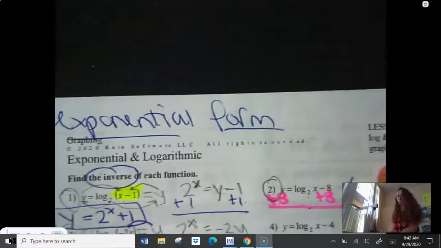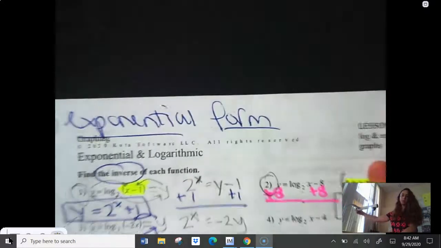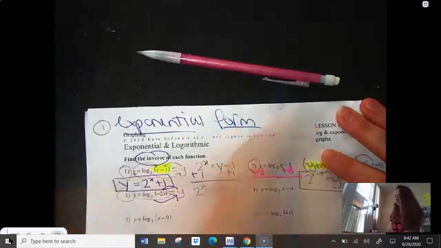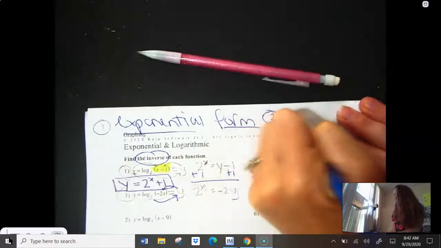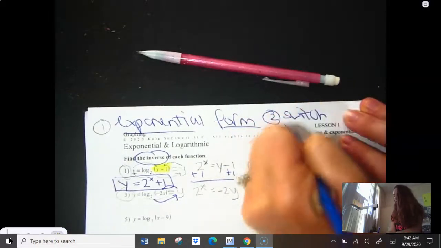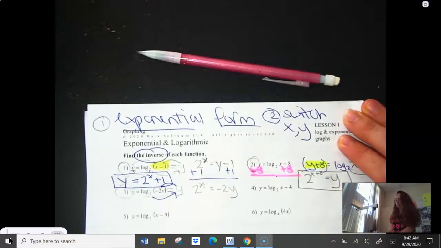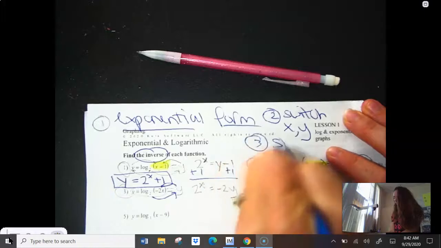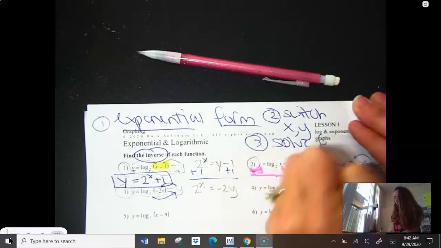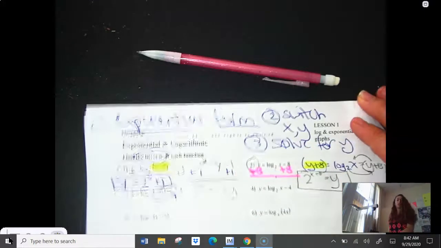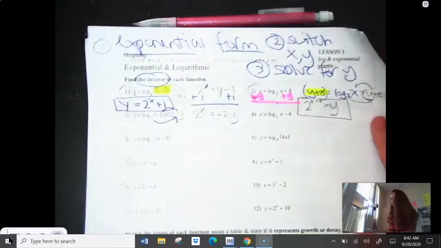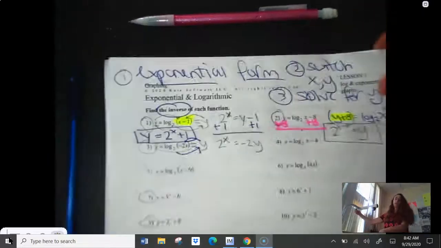So maybe I should put here, step 1, put it in exponential form. Let me zoom out a little bit. And then step 2, switch the x and the y. And then step 3 is solve for y. Okay, you'll make it look nicer, but you get the gist. Okay, so let me go back and zoom in.